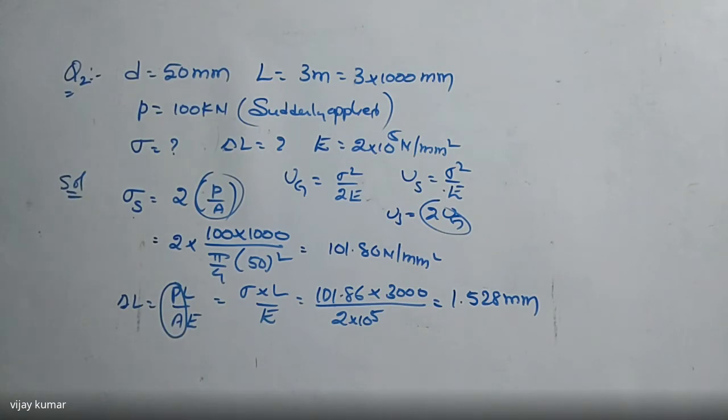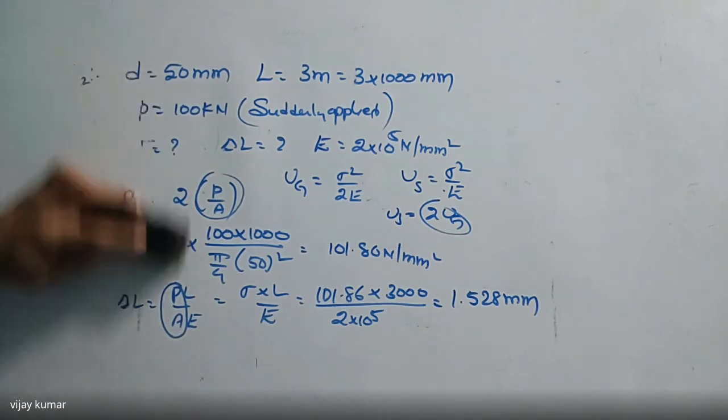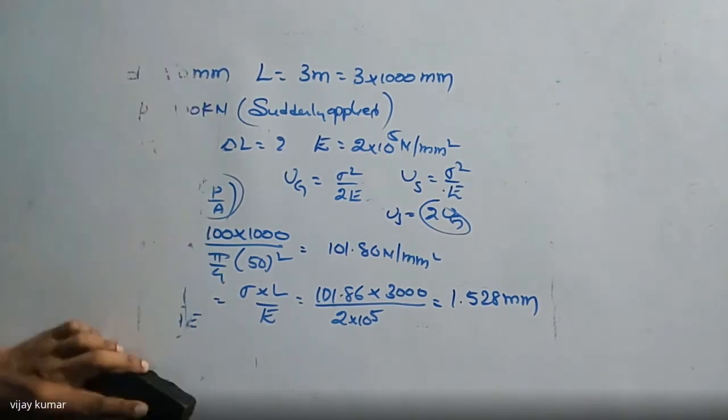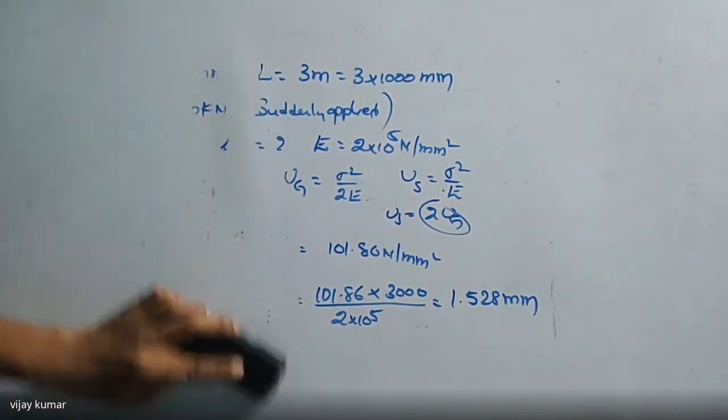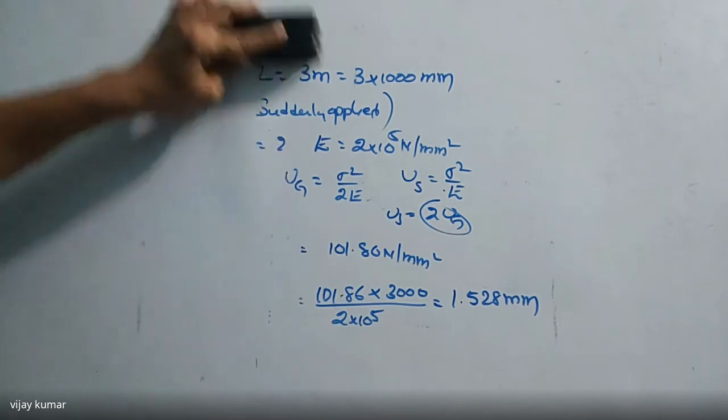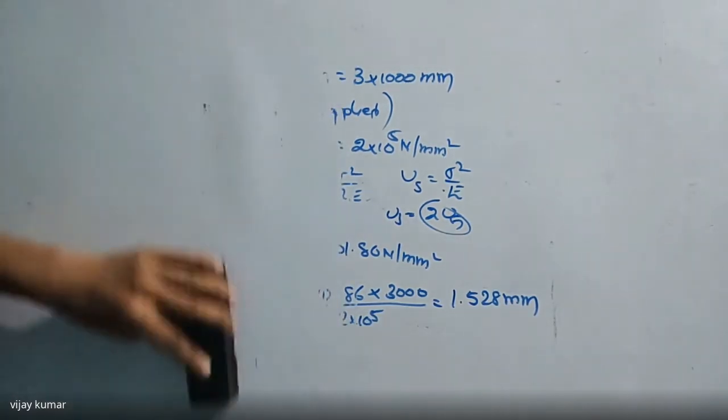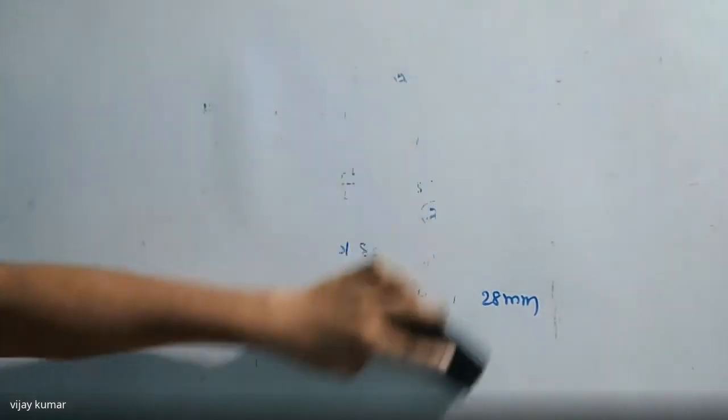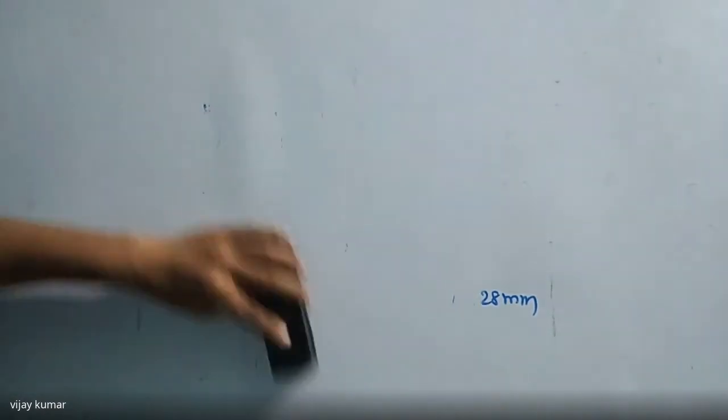Okay, right. This is one type of strain energy problem. These two problems belong to gradually applied load and suddenly applied load. When the suddenly applied load is given, it is always two times the gradually applied load. So be careful about these things.